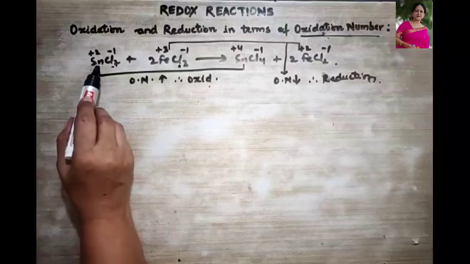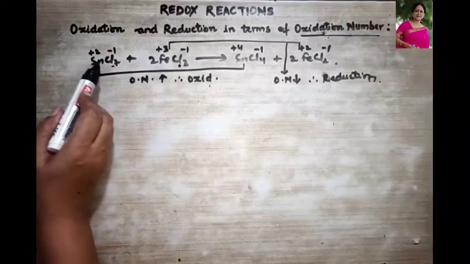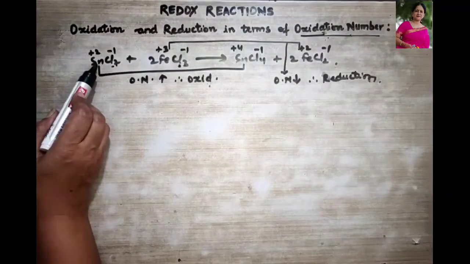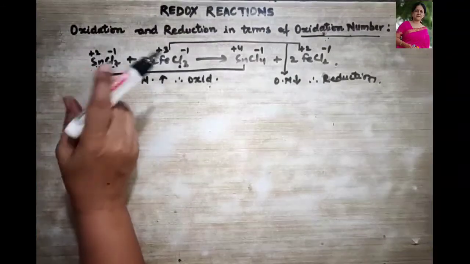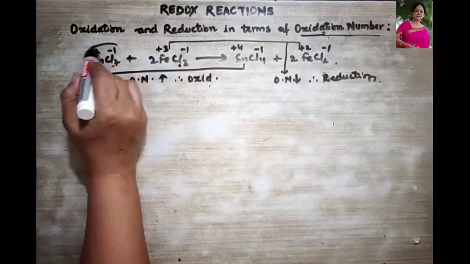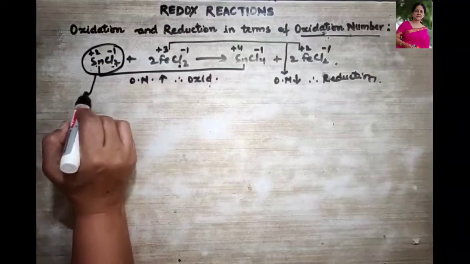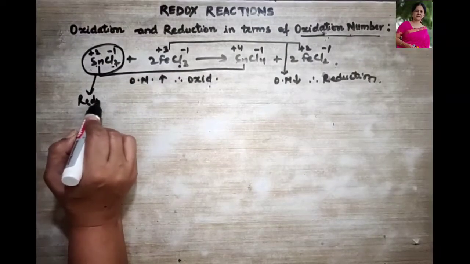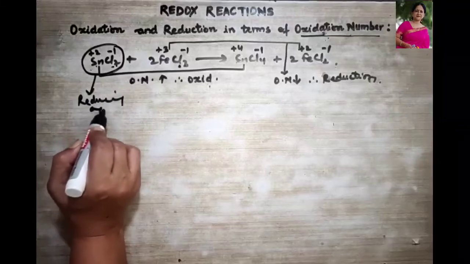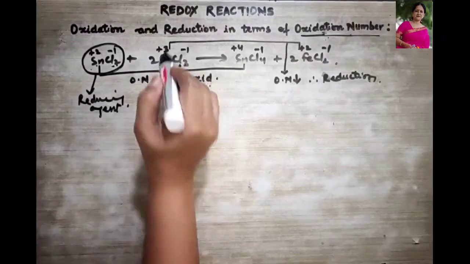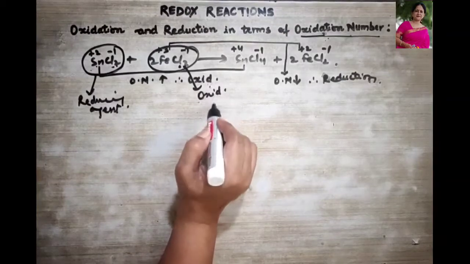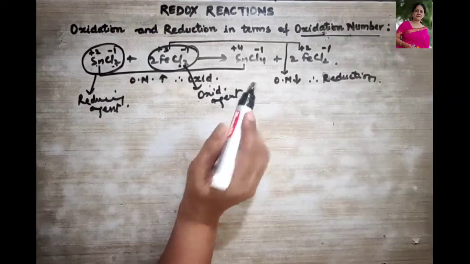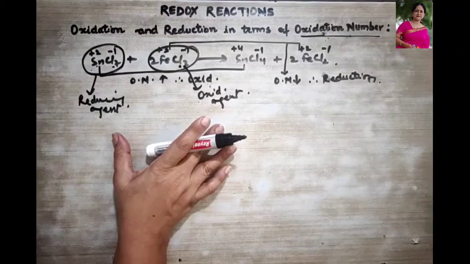Now if Sn is getting oxidized, it doesn't mean that only Sn is your reducing agent. The whole compound is your reducing agent. So we will say that SnCl2 is your reducing agent, and FeCl3 is the oxidizing agent. I hope till here everything is clear.